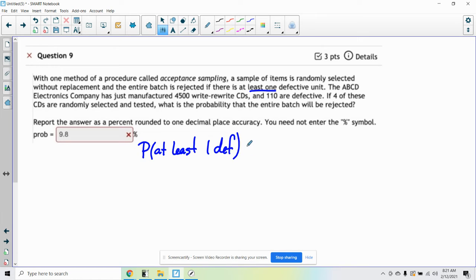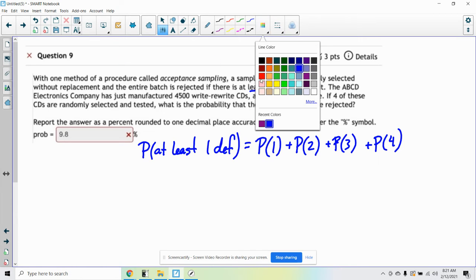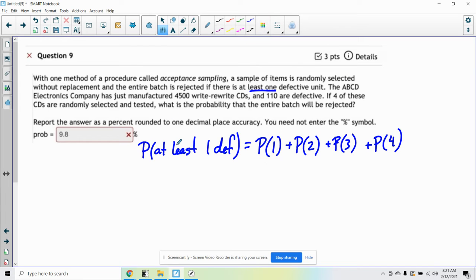Well, that's kind of a tricky problem because I have to figure out the probability of one defect, plus the probability of 2 of them being defective, plus the probability of 3 of them being defective, plus the probability of 4. Well, there's an easier way to go about this. If I want to know the probability of at least one, what's the only other possible outcome? Well, that's going to be the probability of 0 defects. Since that's the complement, the only other possible outcome, I'll just do 1 minus that and get the probability of at least one defect.